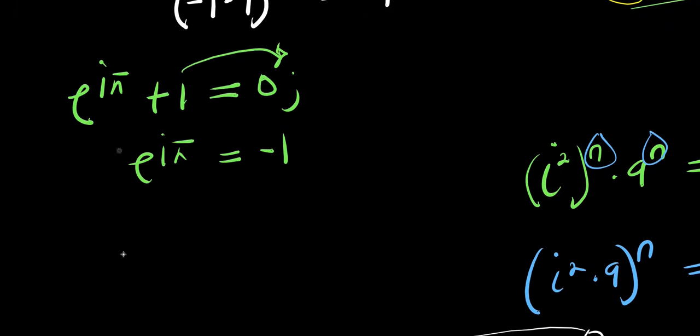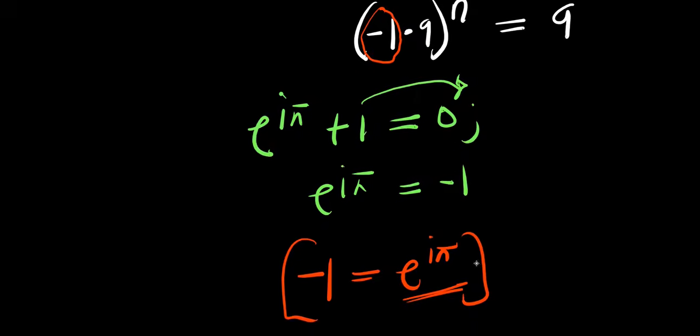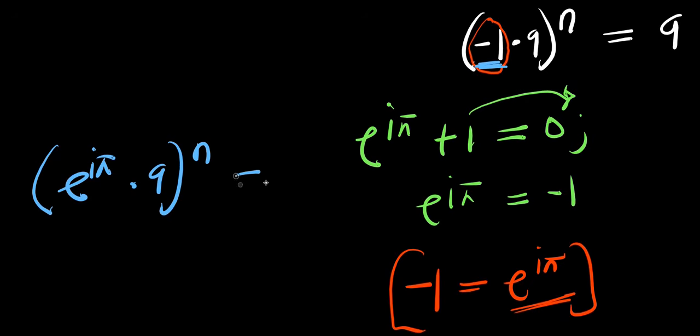This simply means that -1 equals e power I times pi. So I come over here, there is -1 here, and I'm going to replace it with this e power I times pi. So let's do that. You will have e power I times pi because of this times 9 raised to the power of n equals 9.